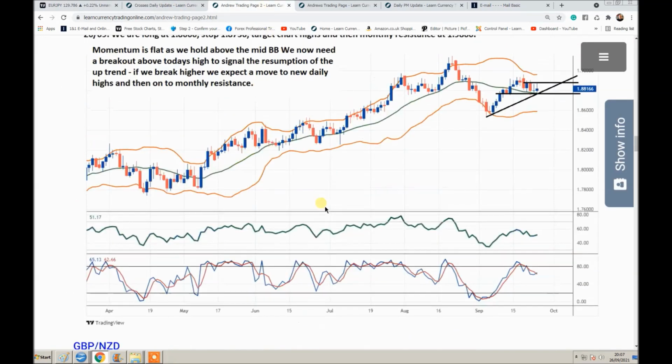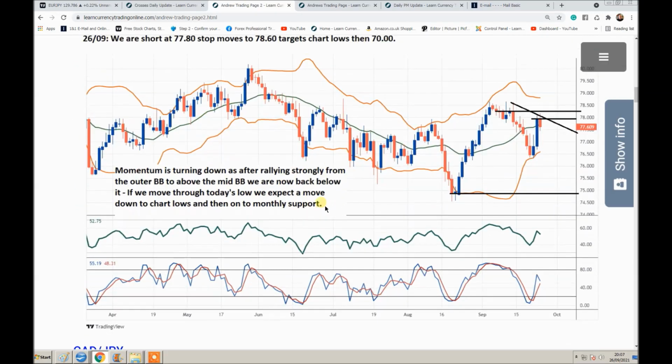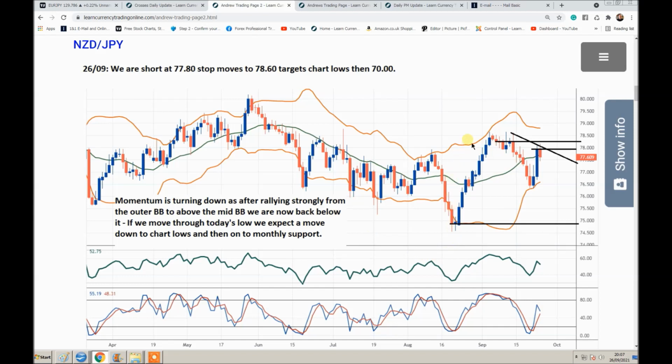Right, next pair is going to be NZD JPY. Big move up. Then she rolls over. We sold that rollover. Then we get stopped out. But we come straight off the 78 level. You can see it, 77.80. I think we need to take out this low next week if we can, down to chart lows, maybe on to monthly support. If we do break higher, I don't think we can get too much higher. So we'll see.